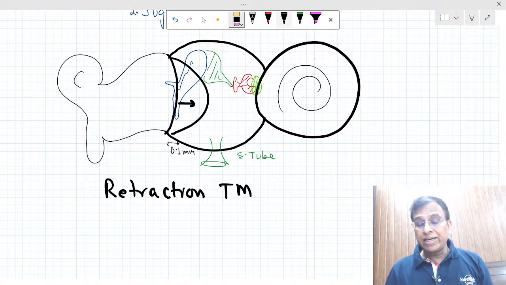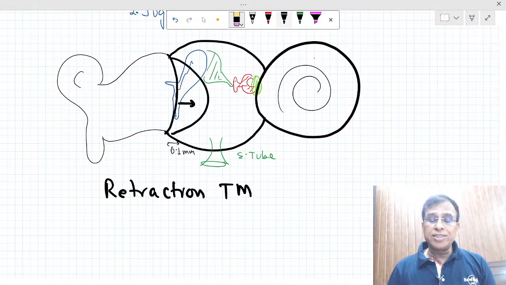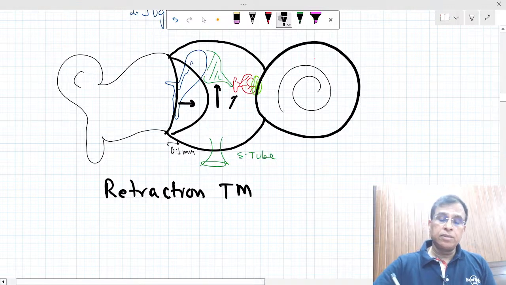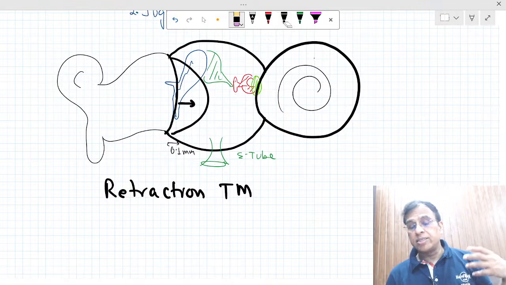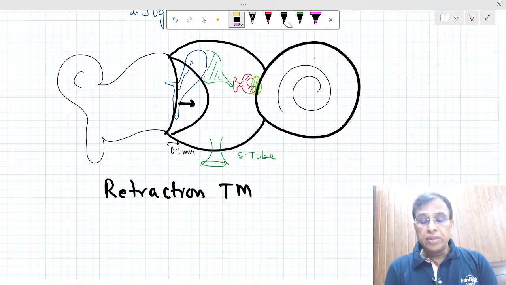But look at the diagram that I have drawn. The way I have shown the tympanic membrane retraction, although it is retracted, it is still not touching the incus, the way I have drawn. It is not touching the stapes. It is not touching the promontory also. So when this happens, it is retracted, but it is not touching the incus and the stapes and the promontory. This is called grade 1 retraction.